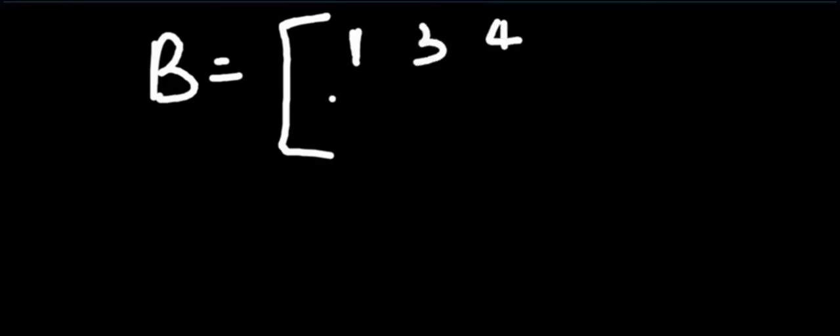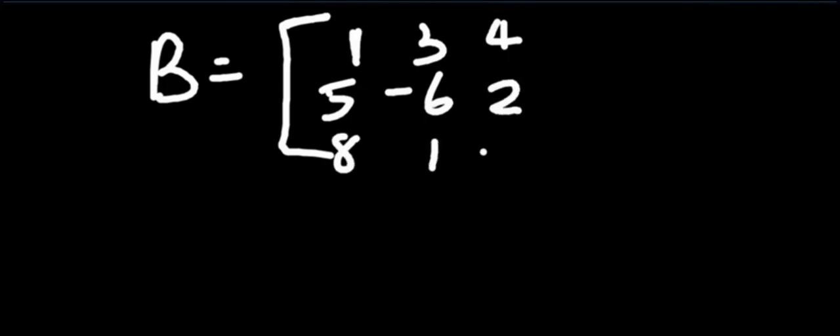An example of a square matrix is, say, matrix B. I'm just naming the matrix. This is just the name of the matrix, just like you have your name. Just like I'm Joan, matrices also have names. So let's call it a 3 by 3 matrix. Okay, so we have B is equal to 1, 3, 4, 5, minus 6, 2, 8, 1, minus 7.